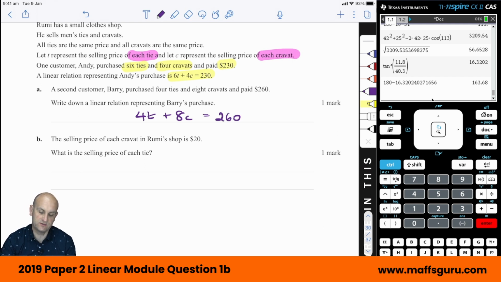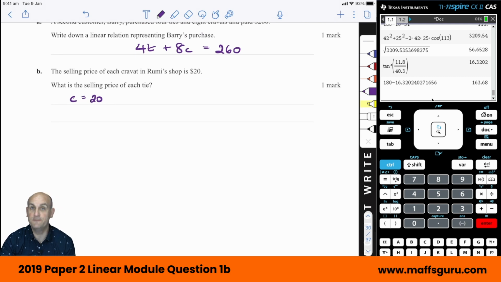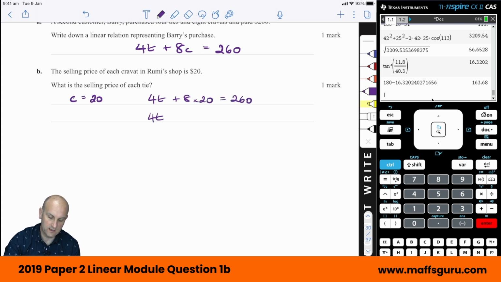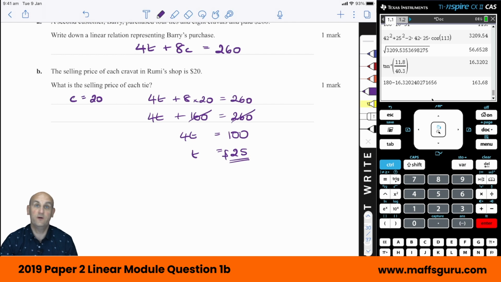Ka-ching. The selling price of each cravat in Rumi shop is $20. Right, so that's the selling price of a cravat. So I'm now saying C is equal to 20. What is the selling price of a tie? I can use that previous value to allow me to then work out the tie, because I would know that 4 ties plus 8 times 20 would be equal to 260. 4 ties, 8 20s is 160. Equals 260. 4 ties, take away 160 from both sides, gives me 100. Divide both sides by 4, gives me that the cost of a tie would be $25.